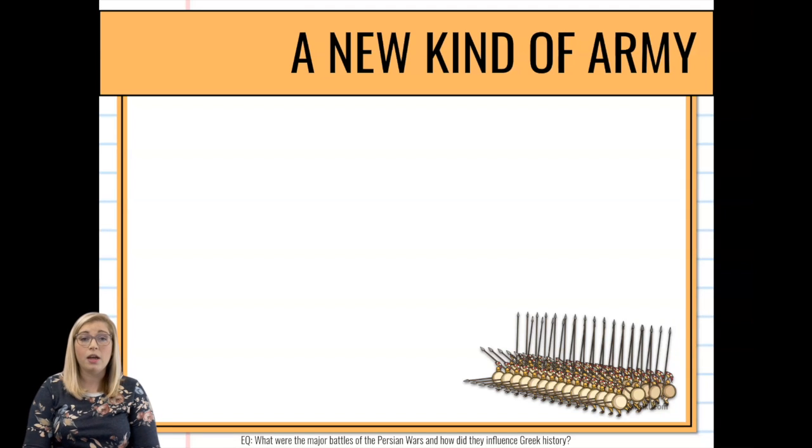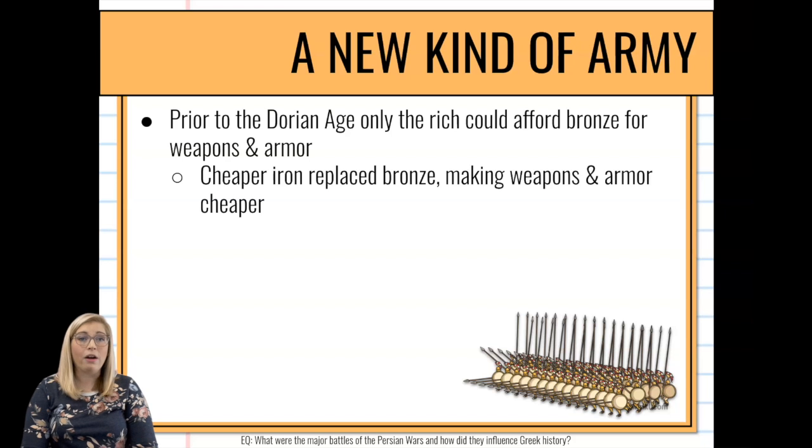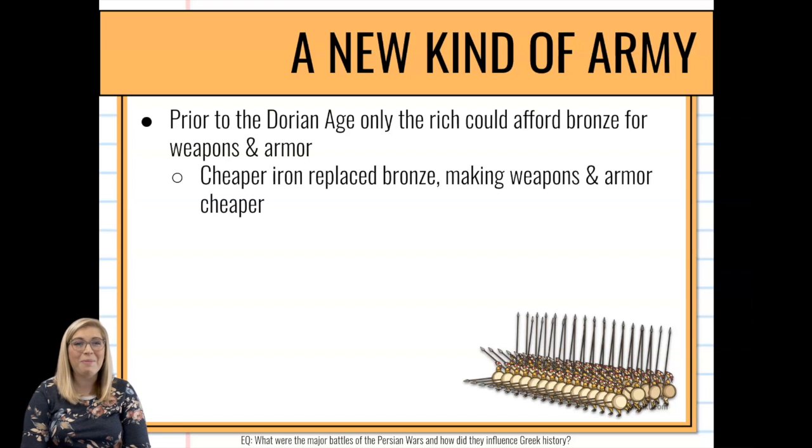Let's start off talking about how this war came to be from the standpoint of, let's say, technology. We have a new type of army that emerges during this time period because of a technological revolution, we'll call it. Prior to the Dorian Age, weapons were made of bronze, which was very expensive. That meant that only the rich elite could afford to serve in the army. After this time period, though, bronze goes away, and we see that iron becomes the predominant material of choice for weapons.